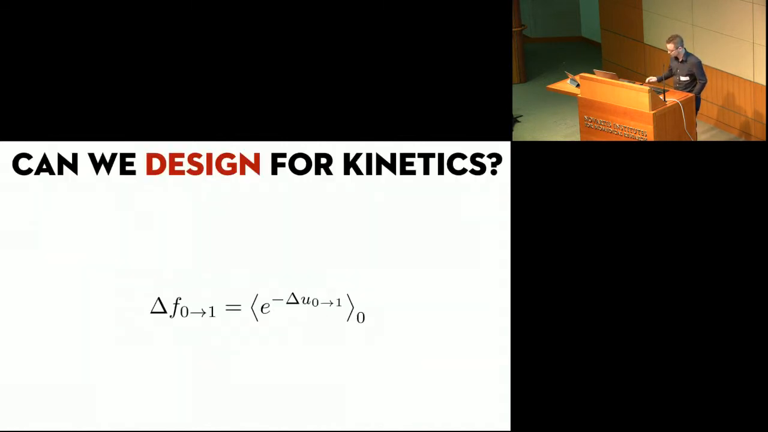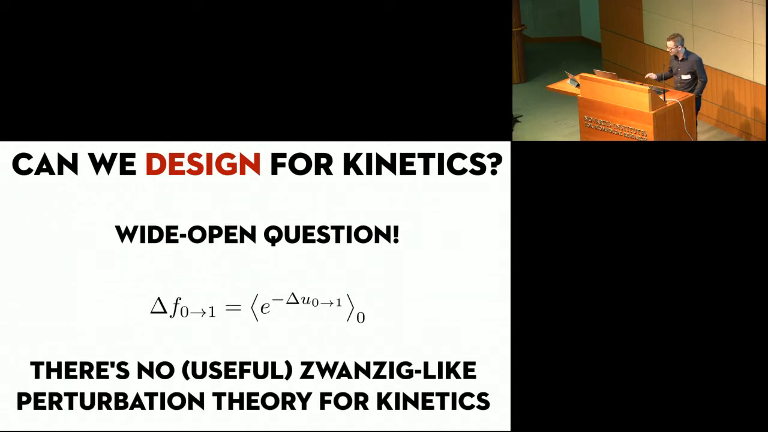And we're really facing this issue here that can we design for kinetics as a wide open question, right? We don't have a Zwanzig-like perturbation theory for kinetics. I mean, not a useful one. You can always reweight trajectories, but it may not be useful to do so. So how do we come up with something that's as simple and elegant and as powerful as free energy perturbation has been for free energy calculations and for thermodynamics that we could apply to kinetics to actually design things?